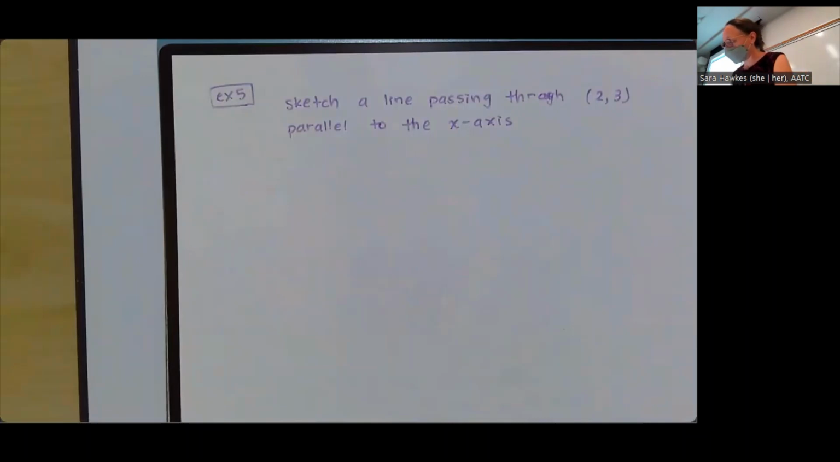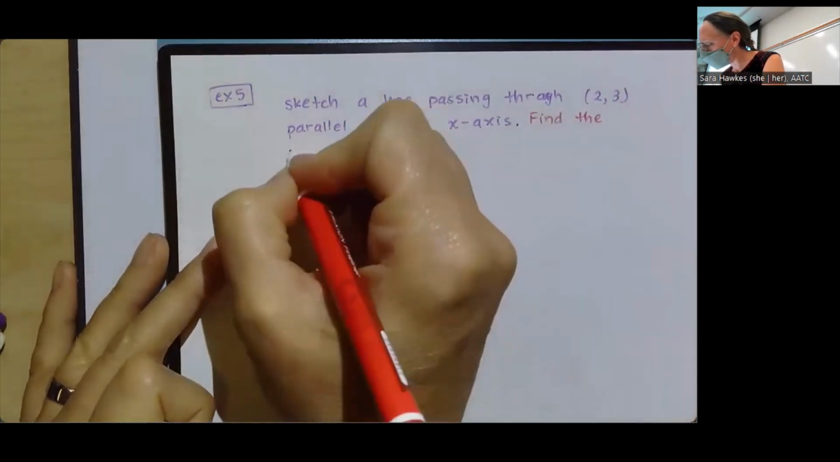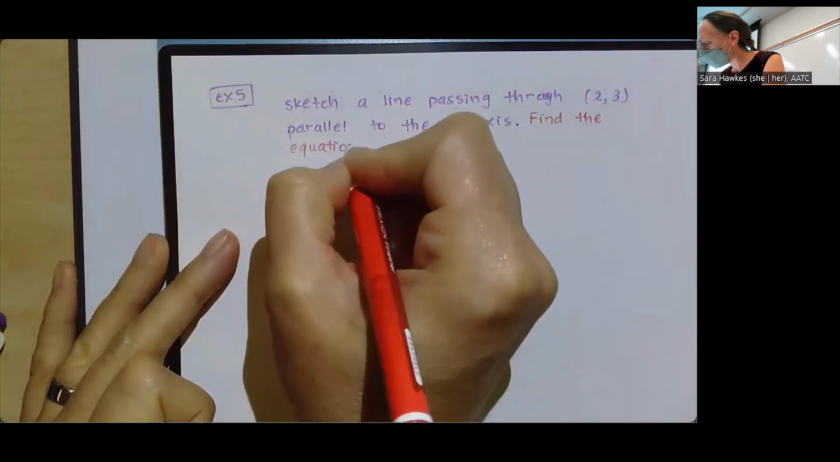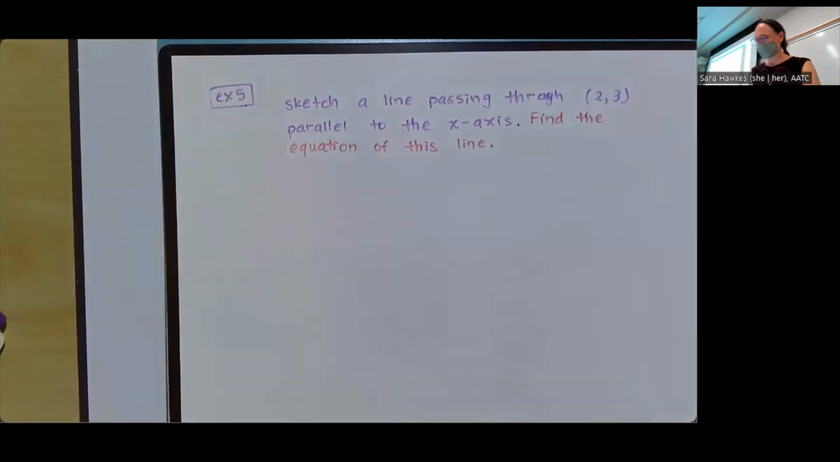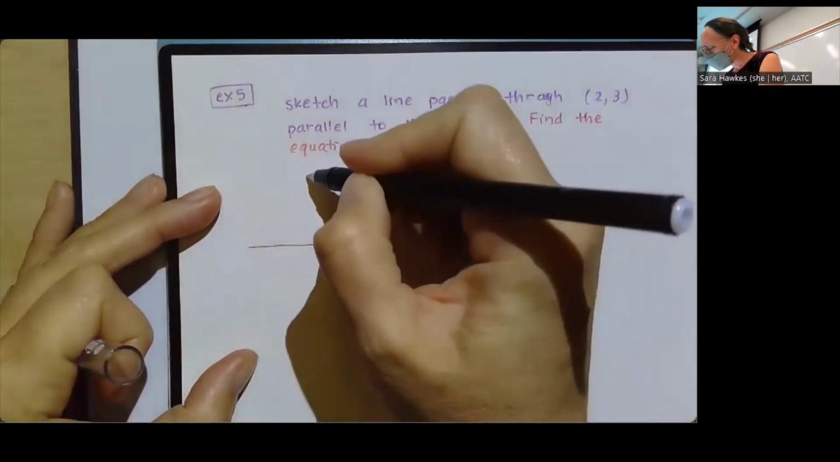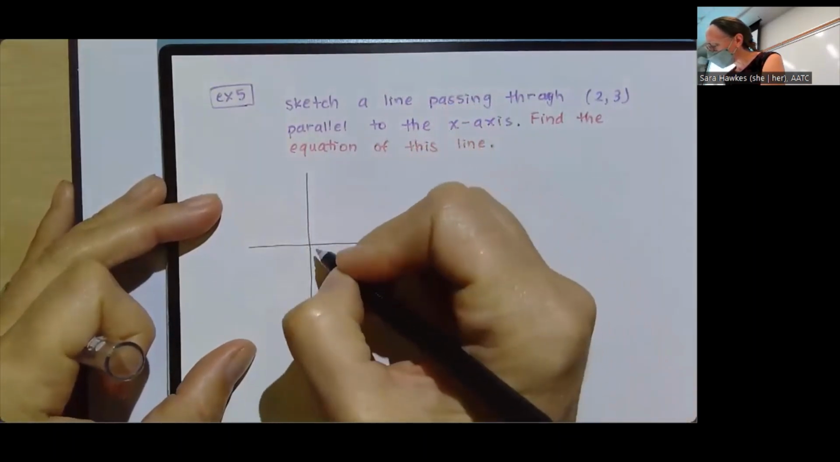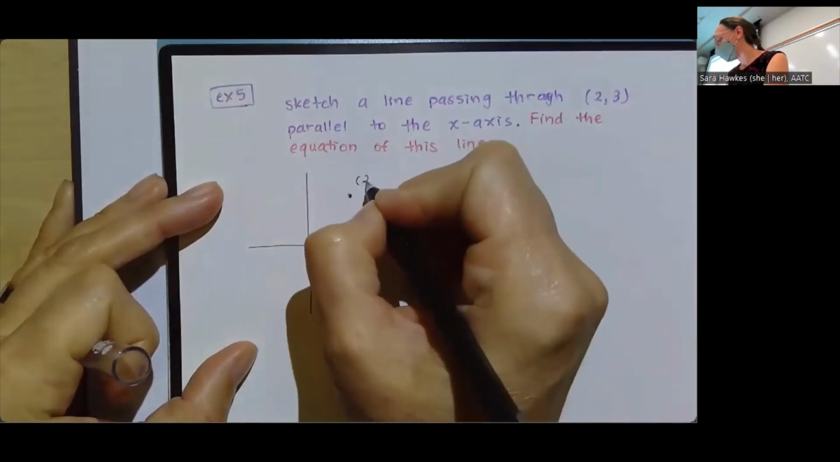So this is gonna be a two-part question. We're gonna sketch the line passing through 2,3 parallel to the x-axis. And then we're gonna find the equation of that line. And do the first part. So sketching the line that passes through the point 2,3. So there's a point on our line. We need 2,3. So I'll just call that here. There's 2,3.